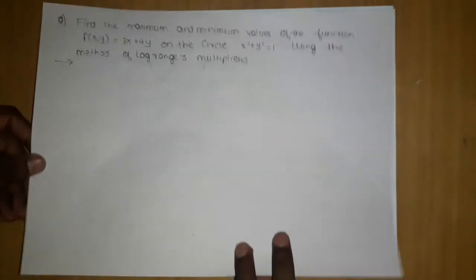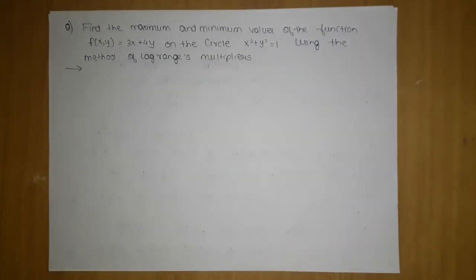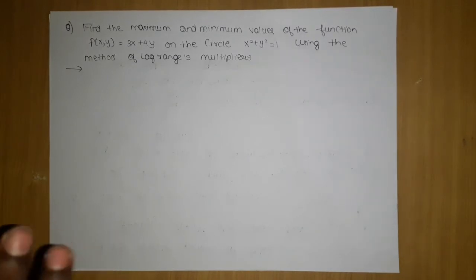The first question which we are going to encounter is: find the maximum and minimum value of the function f of x comma y equals to 3x plus 4y on the circle x square plus y square equals to 1 using the method of Lagrange multipliers. Now here, whenever they tell you to maximize or minimize a function, it is nothing but your f of x comma y. Even though they have not mentioned x comma y, we should know that we have to consider it x comma y.